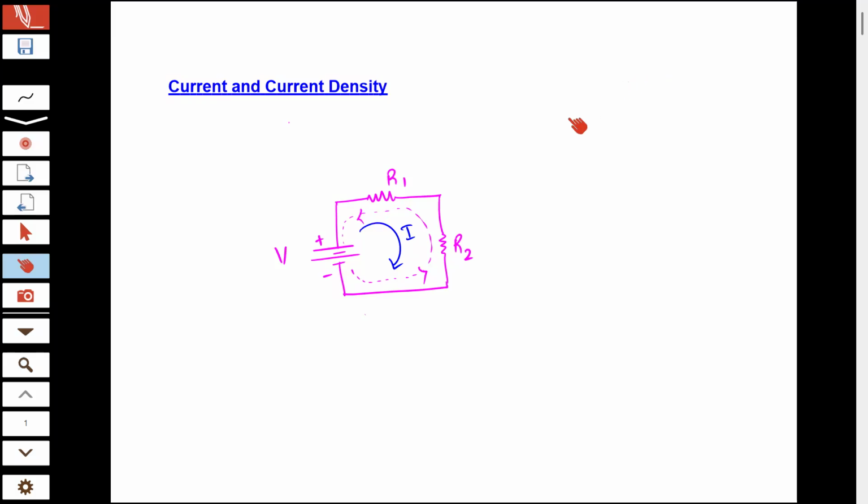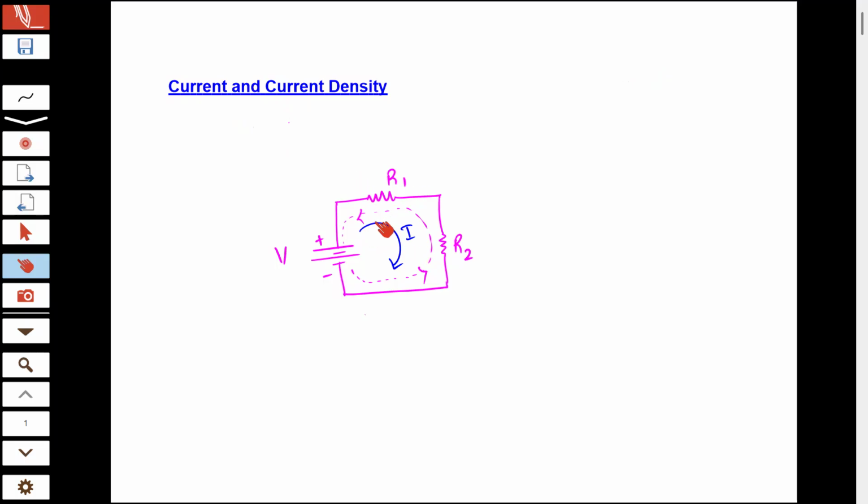Hello everyone. In this video, we'll be discussing the concepts of current and current density, and we'll derive an important equation related to continuity of current. Let us look at the concept of current now, taking the example of a small circuit.